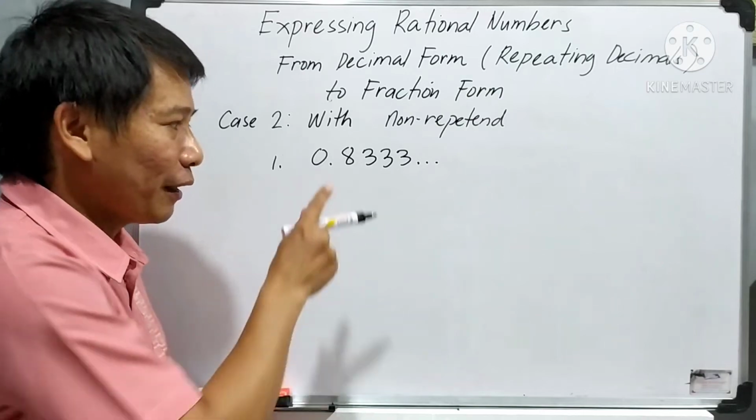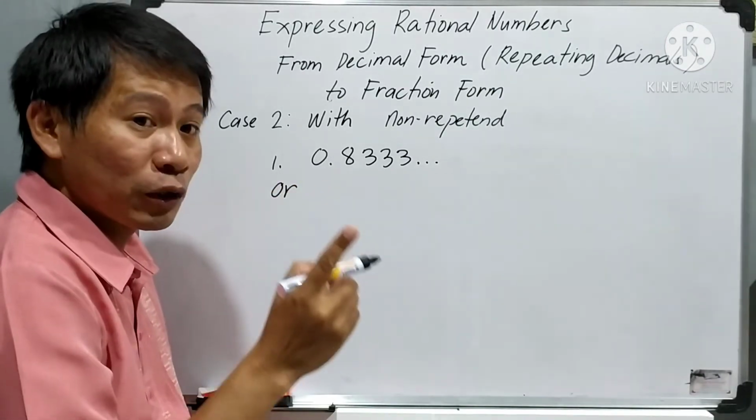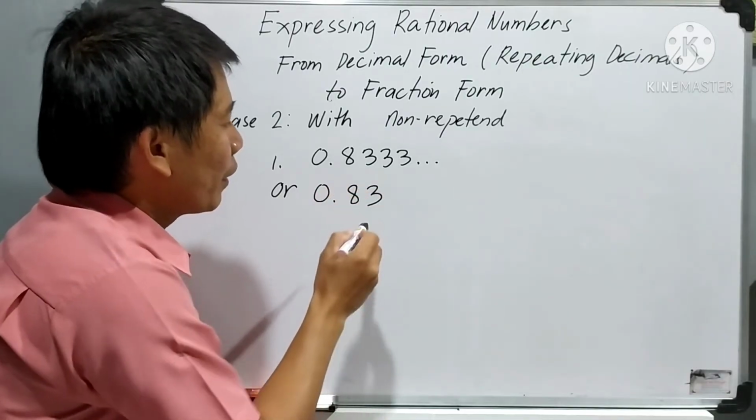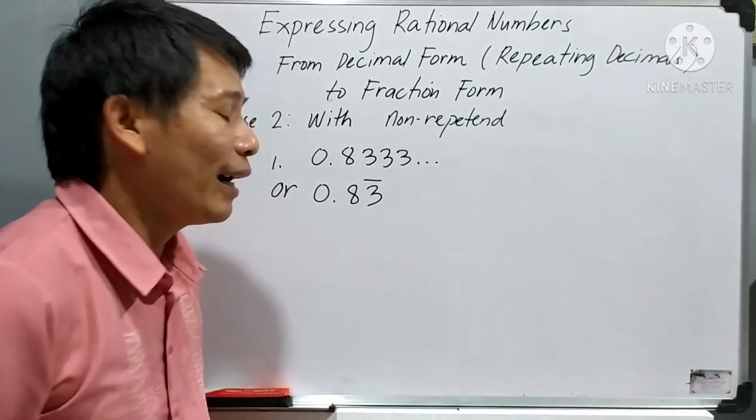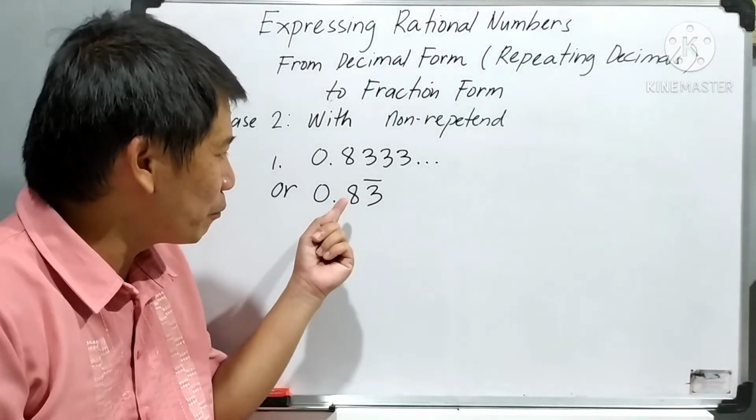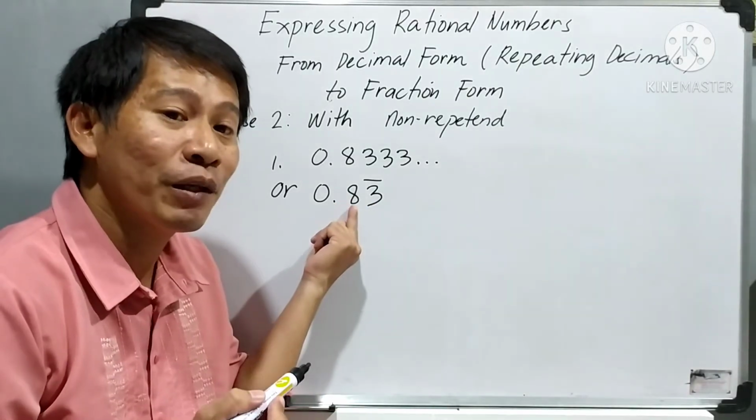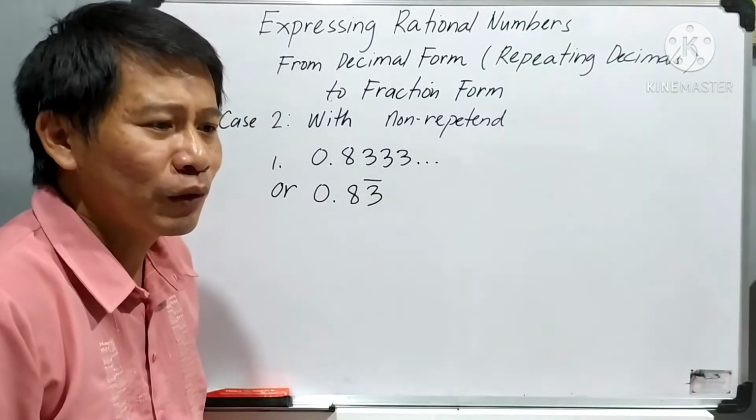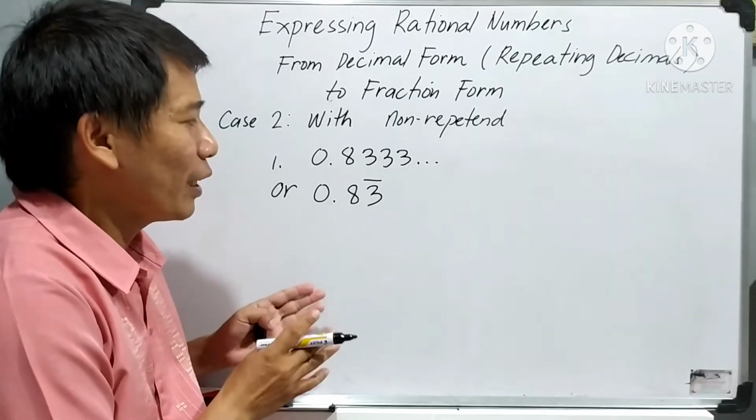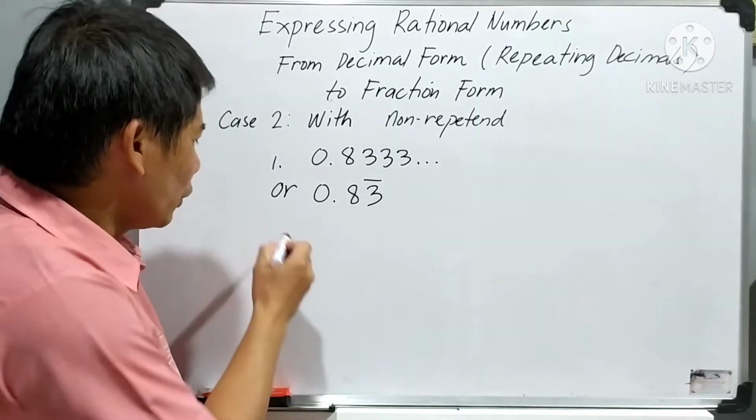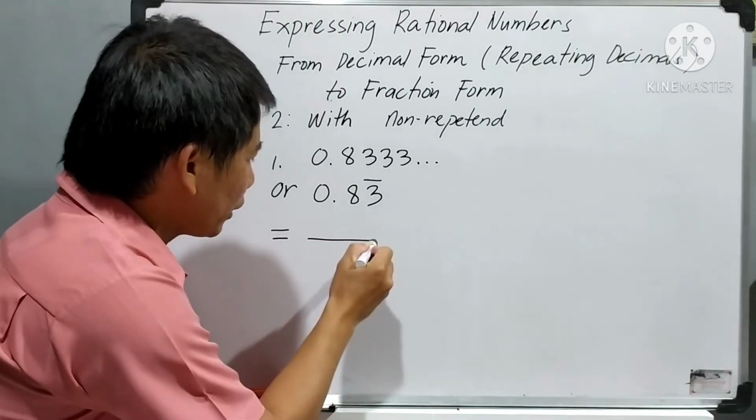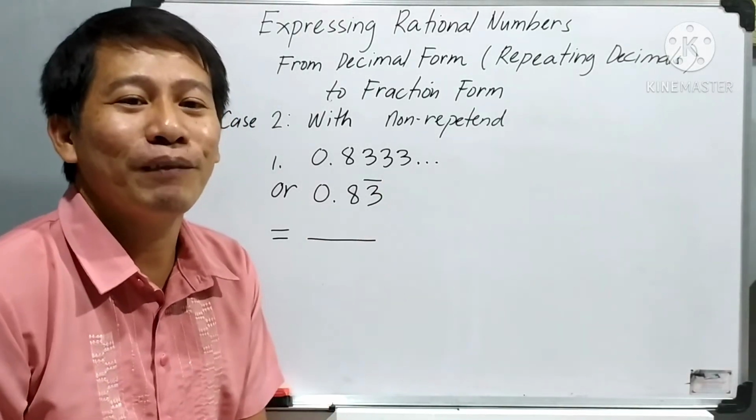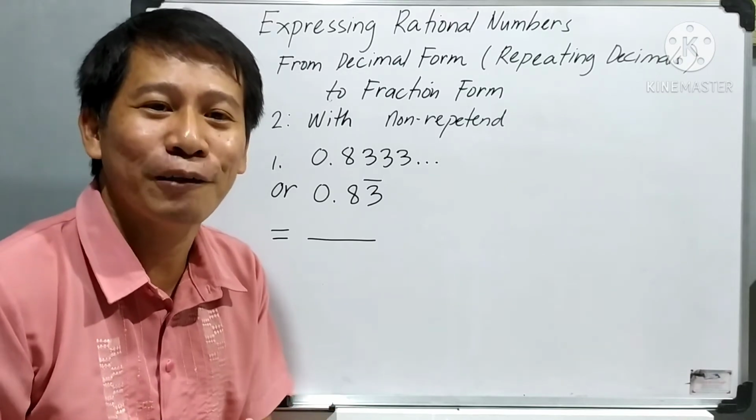So, ganun pa din. I-rewrite natin ito using the vinculum. So, we have 0.83 and only 3 has the vinculum. Hindi nyo isasama yung 8 kasi si 8 hindi naman siya repeating digit. So, yung 3 lang ang lalagyan nyo ng vinculum. So, now, paano natin ito express as fraction? So, ganun pa din, we'll have the numerator and denominator. Pero, hindi kagaya nung tricks kanina na mabilis lang. Ito, medyo magko-compute tayo. So, paano ba?